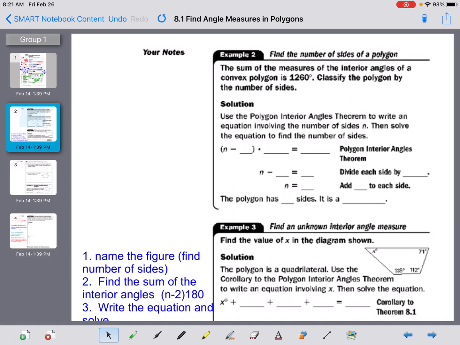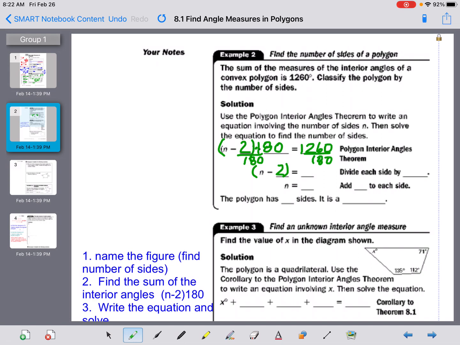Okay, so we start out again, n minus 2 times 180. And when they did n minus 2 times 180, they got 1,260. Our job is to solve for n, okay? So I need to get n by itself. Right now 2 is being subtracted from it, and 180 is being multiplied by it. Let's undo them. Outside the parenthesis, get rid of that first. So I'm going to divide by 180 first. That leaves me my n minus 2. 1,260 divided by 180, that's 7.